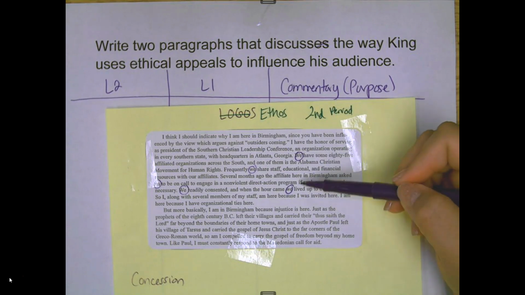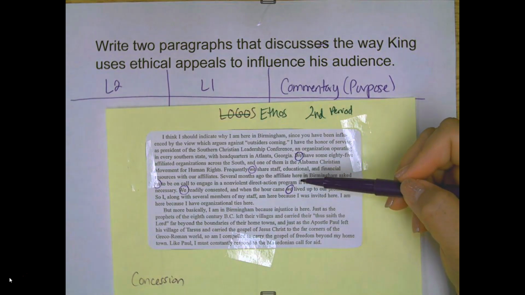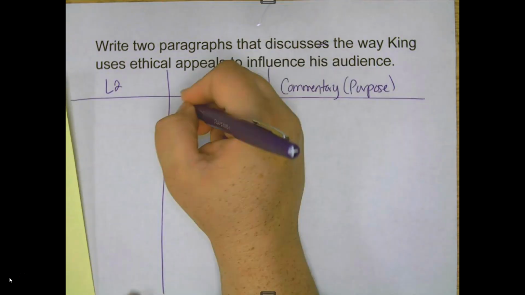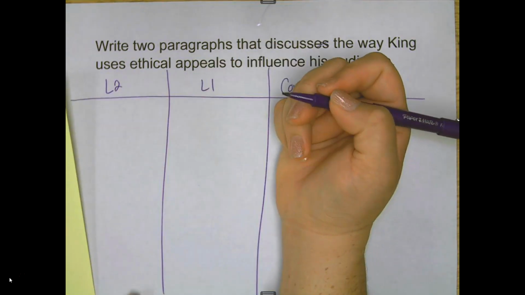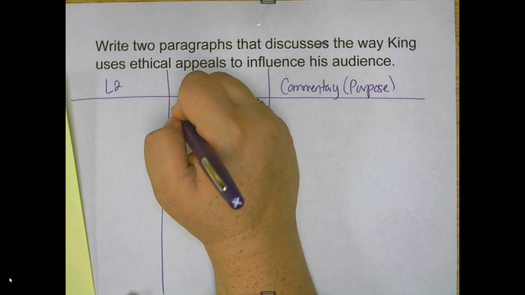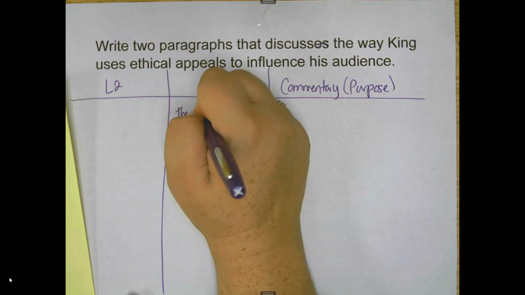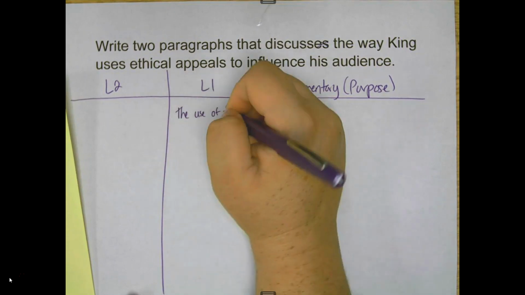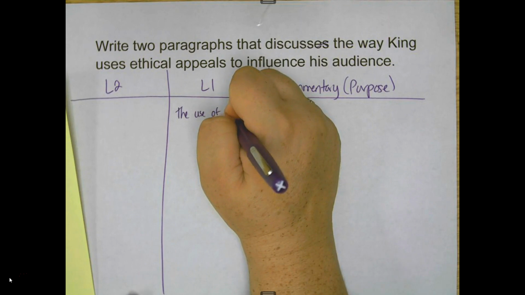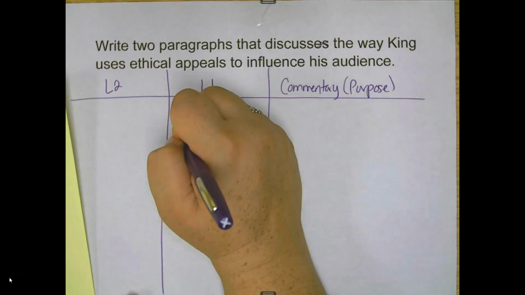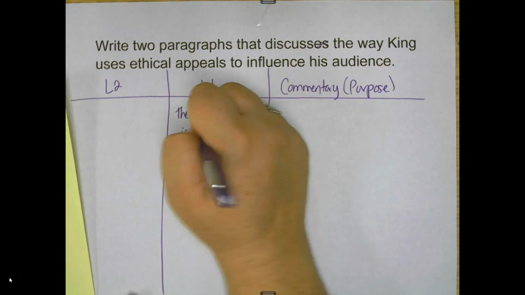All right, he mixes it actually with his relevant authorities. So he writes, so I can't put that as an L1 in quotes because it's all over the place. So I would write something like this. The use of we in the first paragraph.